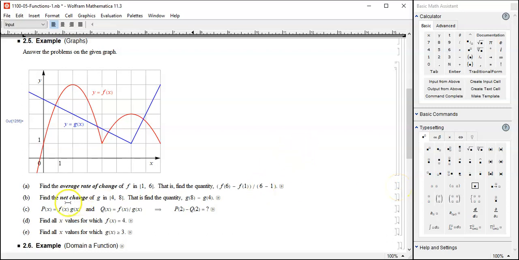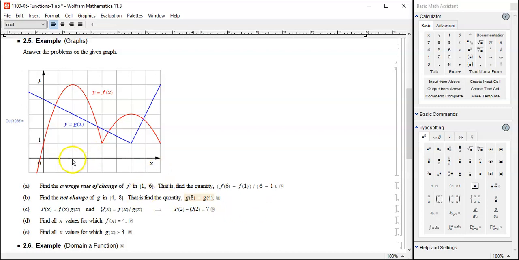So find the net change. You have to know the term. What do you mean by net change? Average rate of change, I think it is semi-important. Net change, I don't think it is important, but our textbook also discusses it. So it simply says the difference, g(8) minus g(4). So all you have to do is find g(8) and g(4) from the graph and subtract one from the other.